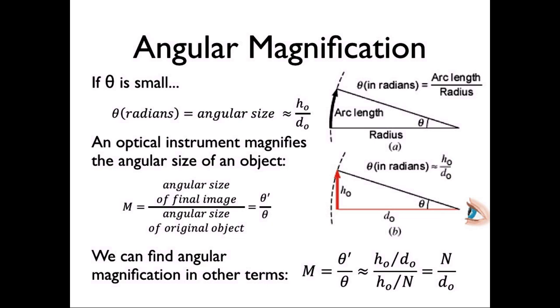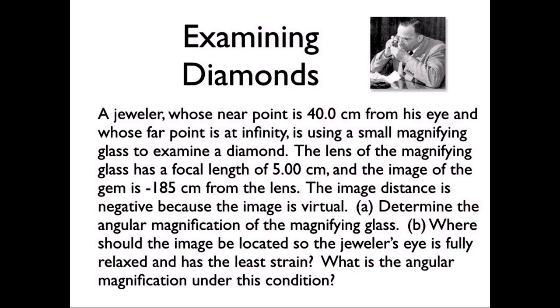So let's look at a sample problem that illustrates the use of angular magnification. If you are a jeweler, you might spend some amount of your time looking through lenses at things that are or are not precious and trying to decide just how precious they are. This problem reads: a jeweler whose near point is 40 centimeters from his eye and whose far point is at infinity is using a small magnifying glass to examine a diamond. The lens of the magnifying glass has a focal length of 5 centimeters, and the image of the gem is 185 centimeters from the lens.